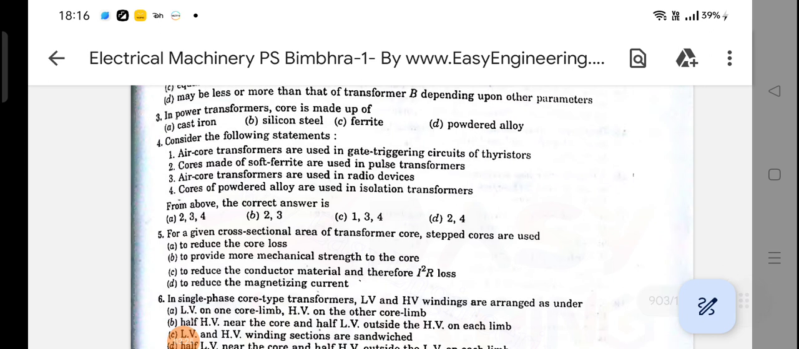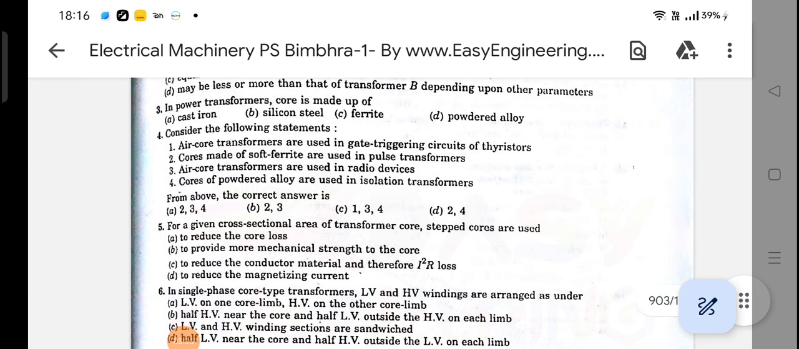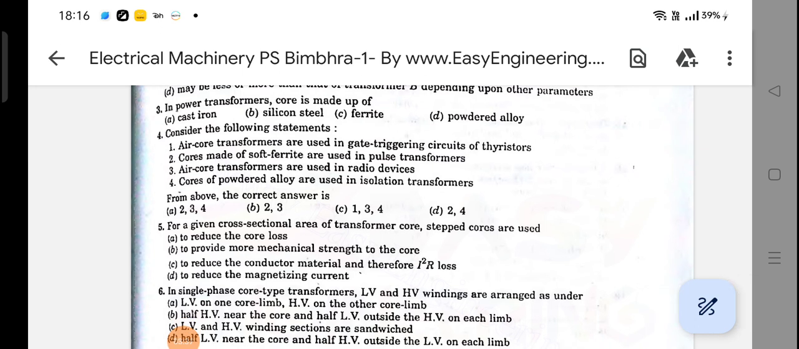Next, for a given cross sectional area of transformer core, stepped cores are used. Okay, because of these steps, the material required will be less. That means the conducting material required is less. When the conducting material required is less, indirectly losses also reduce, right? That means it reduces conducting material and therefore I square R losses reduce. That means the third option is correct.